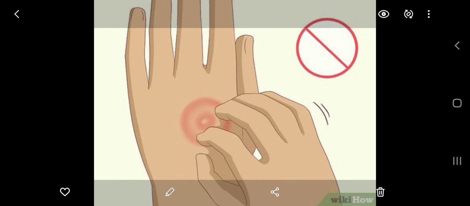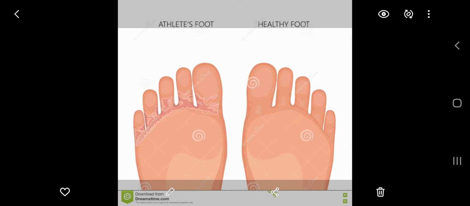Here you can see the ringworm. It looks just like a ring. Let me show you the image of athlete's foot. You can see the athlete's foot. You might not be able to see the rings properly, but as there are fingers on the foot, the rings do not form totally, but they are rings only.